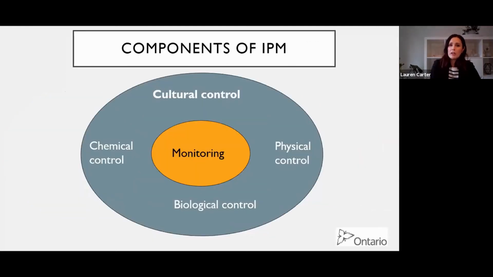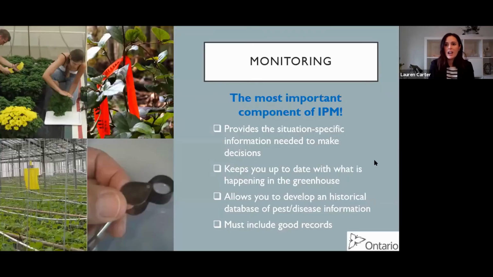So I'm just going to walk you through a couple examples of each of these components. First, we're going to talk about monitoring. Mike's going to go more into this after. But essentially, it's the most important component of IPM because it provides you with situation-specific information that you need to make decisions. It also allows you to keep historical records, so you get a sense of what's happening in your greenhouse and what's normal for your greenhouse.